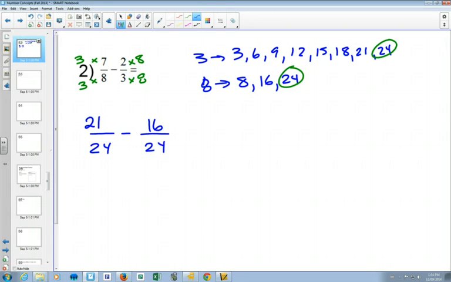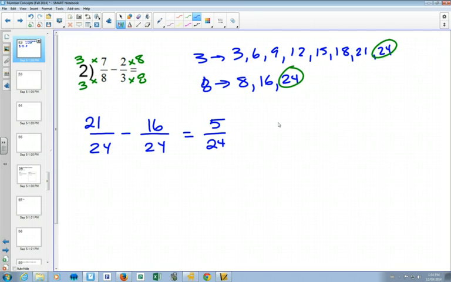So I started with 21 small pieces, and I ate 16 of them. I'm going to be left with 5 of them. And the piece sizes would still be the same size, now that we're talking about the same size. Last thing we look at is the fraction.